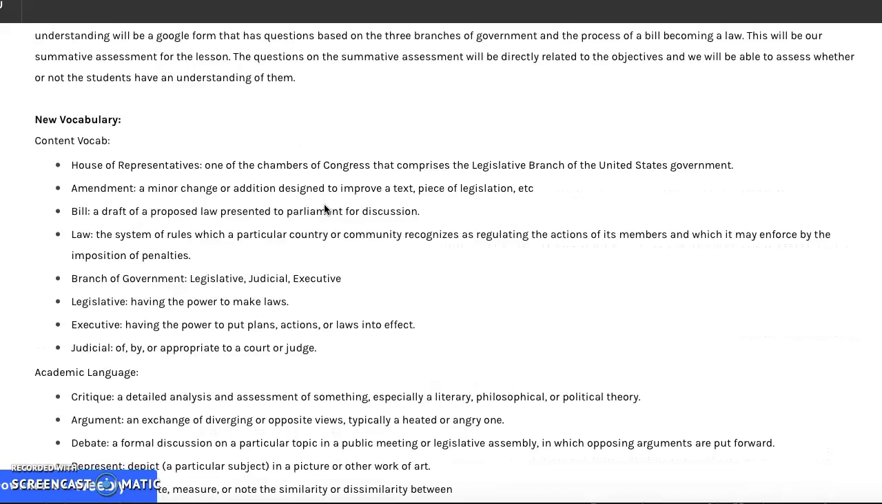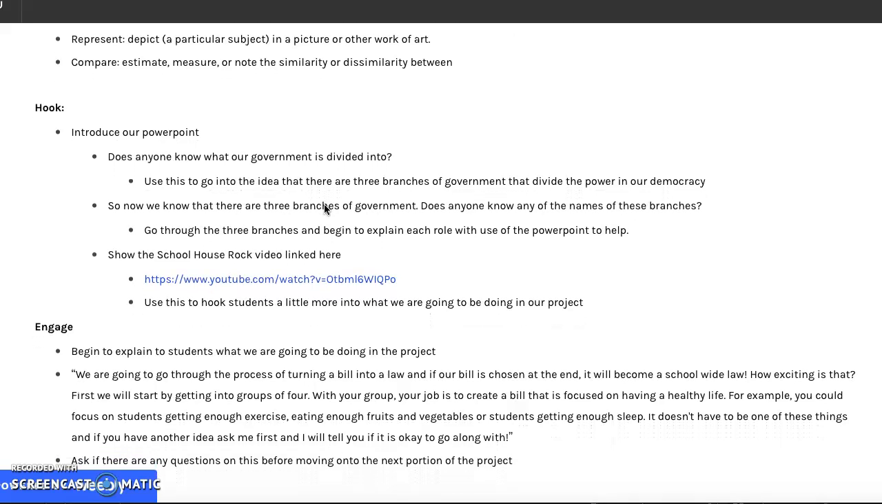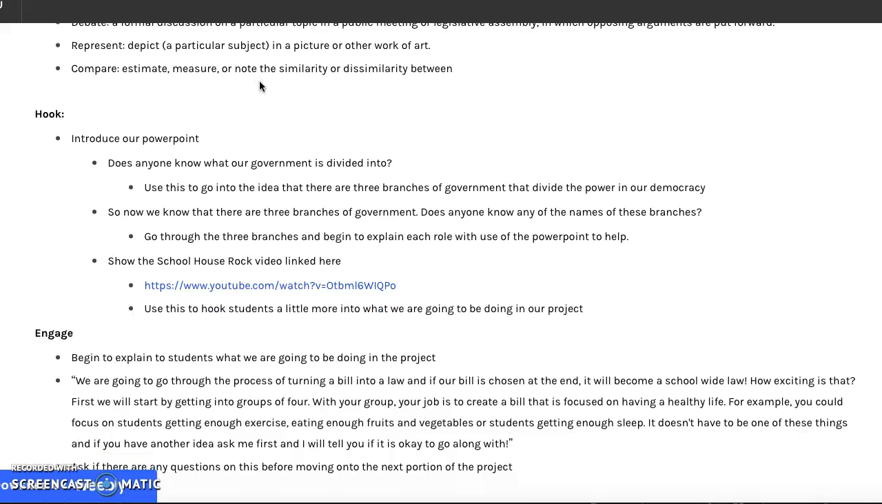So for our actual lesson, our teacher decided to turn his classroom and his partner teacher's classroom and his principal into the three branches of government. So his classroom was the House of Representatives, the other classroom was the Senate, and then the principal was the executive branch.